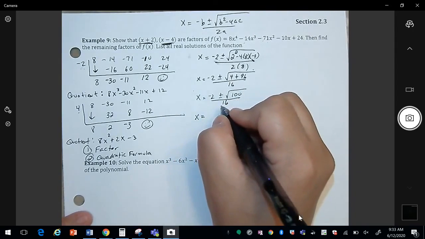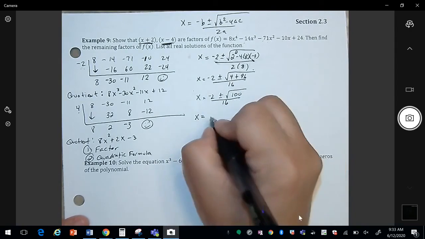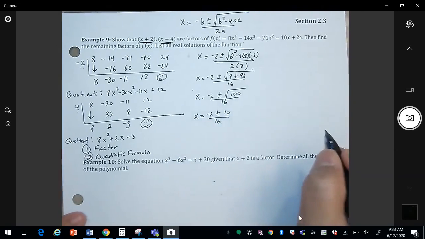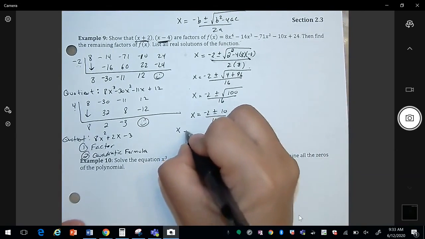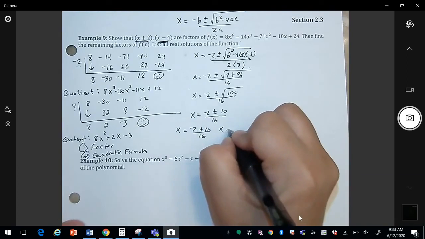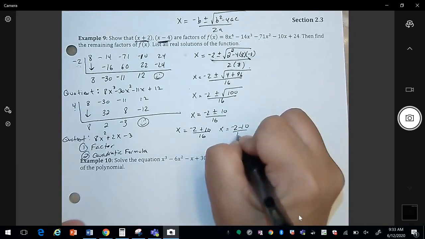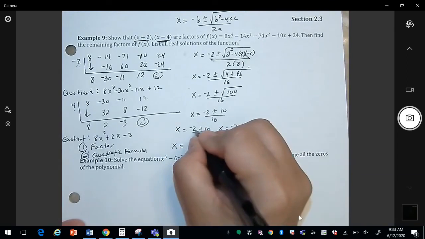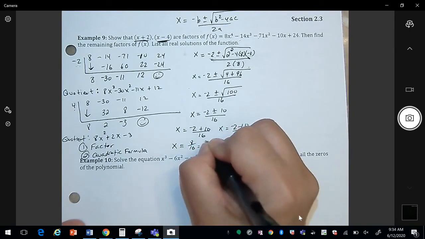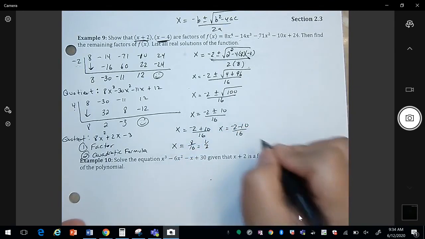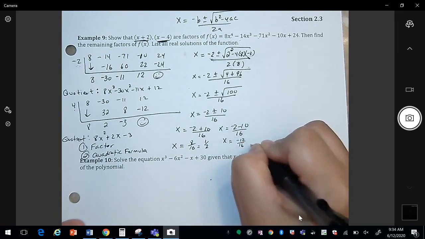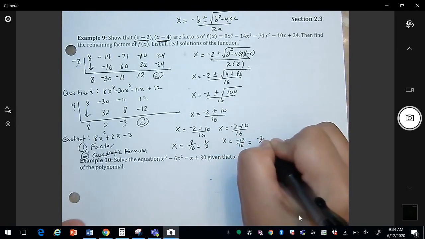So here we can simplify the 100. The square root of 100 is 10, divided by 16. And so I get two answers. One answer is negative 2 plus 10 divided by 16, and the other is negative 2 minus 10 divided by 16. Negative 2 plus 10 is 8 over 16, which comes out to 1/2. And over here we get x is equal to negative 12 over 16, which comes out to negative 3/4.